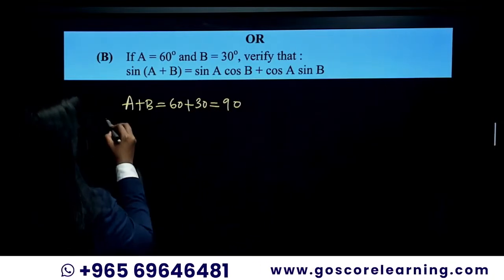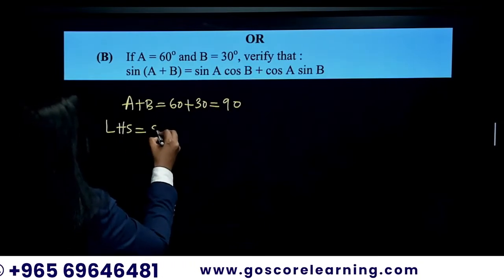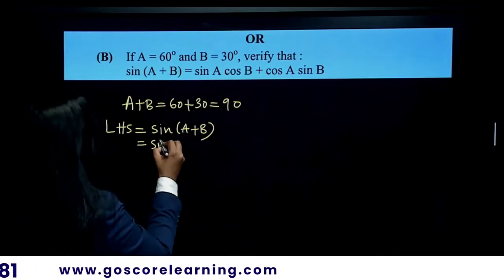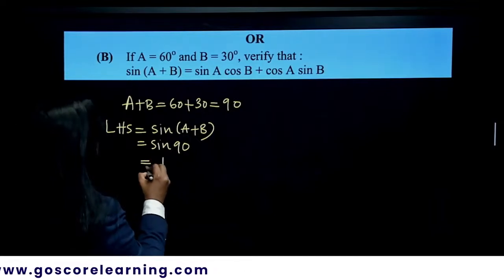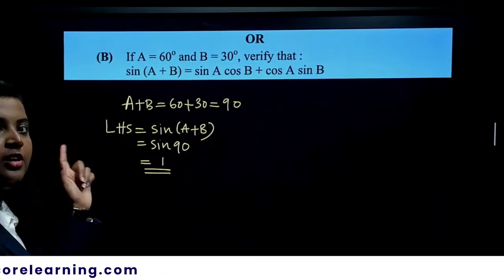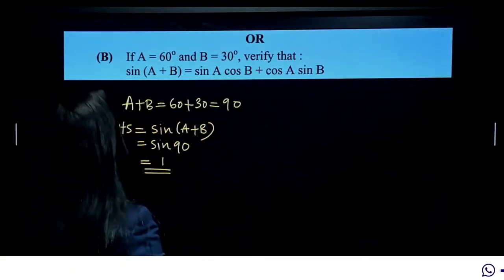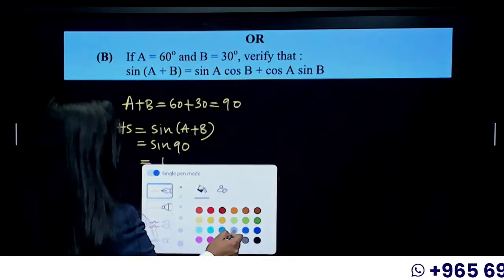So let us take the LHS of this. LHS is equal to sine of A plus B, which is sine of 90, which is equal to 1. Sine 90 is 1, right? From the previous table, sine 90, 1. Okay, learn the first row. And now let us take the RHS.